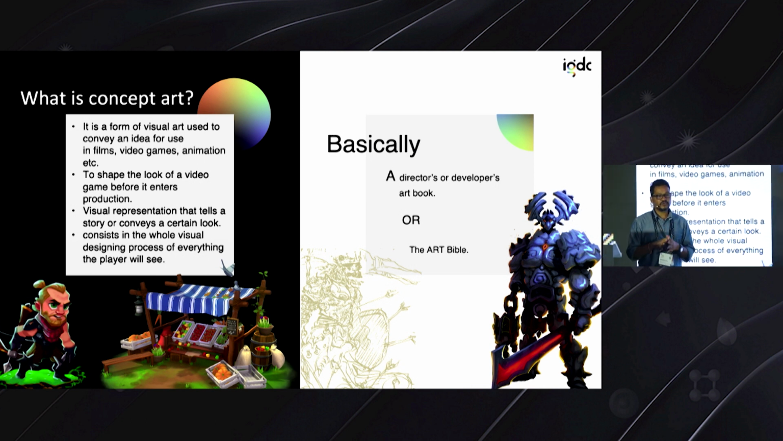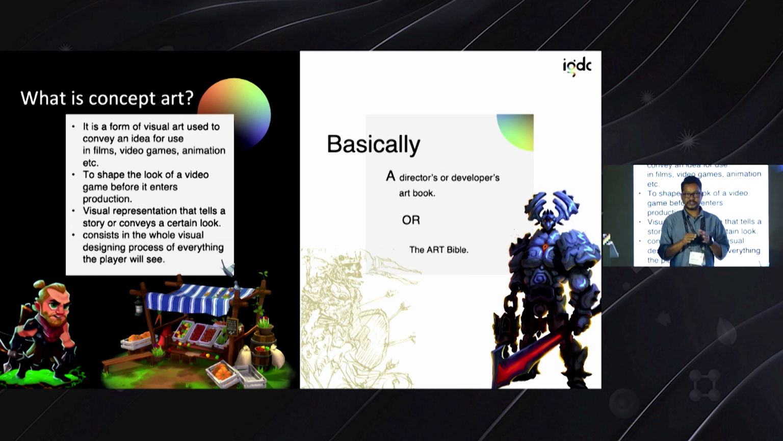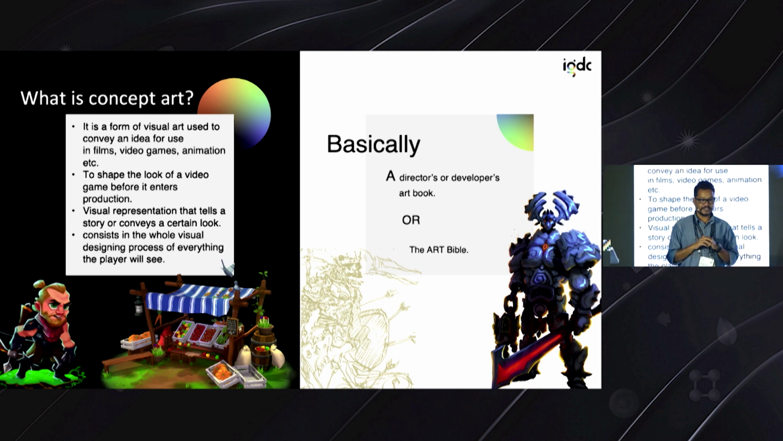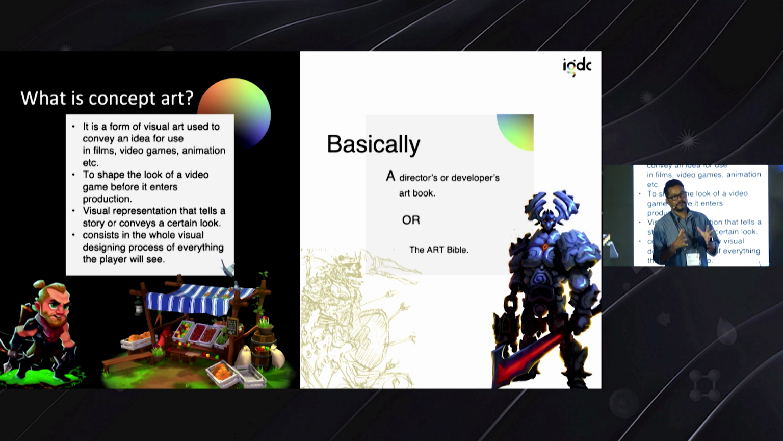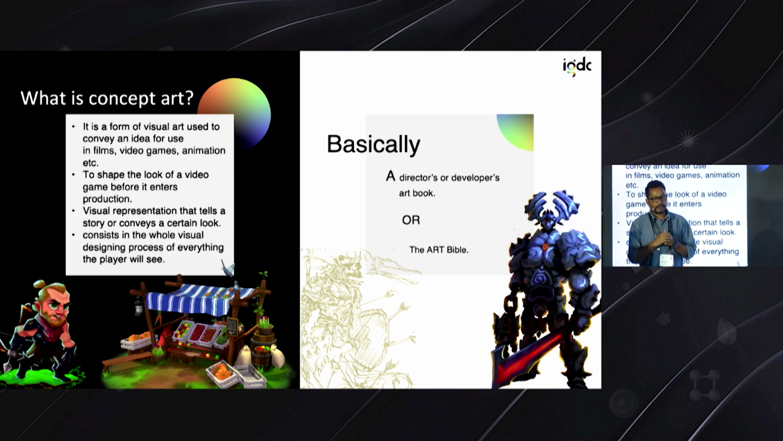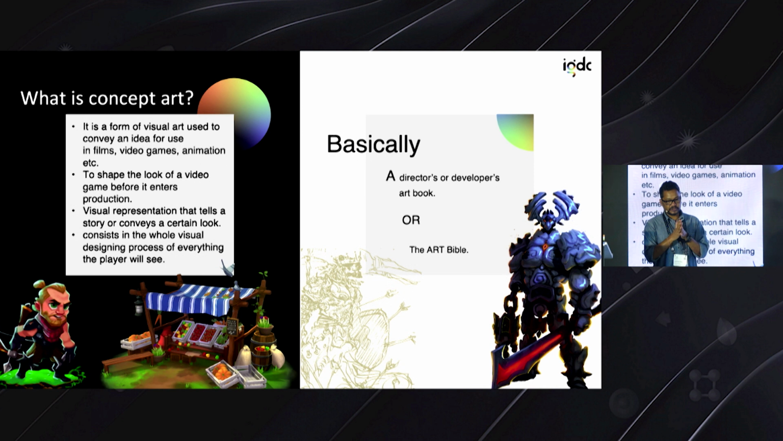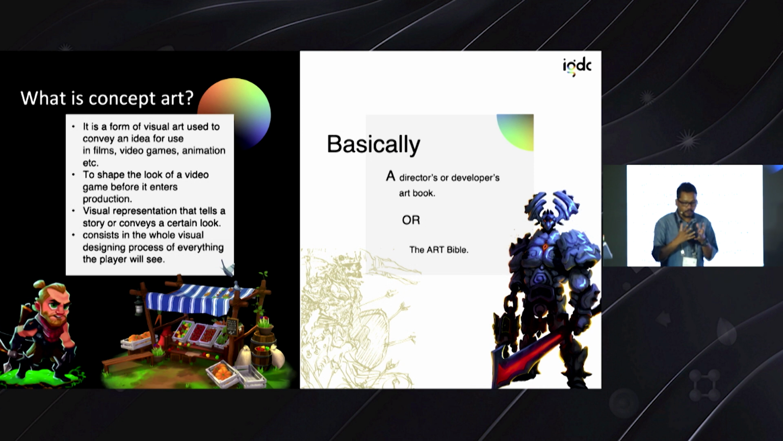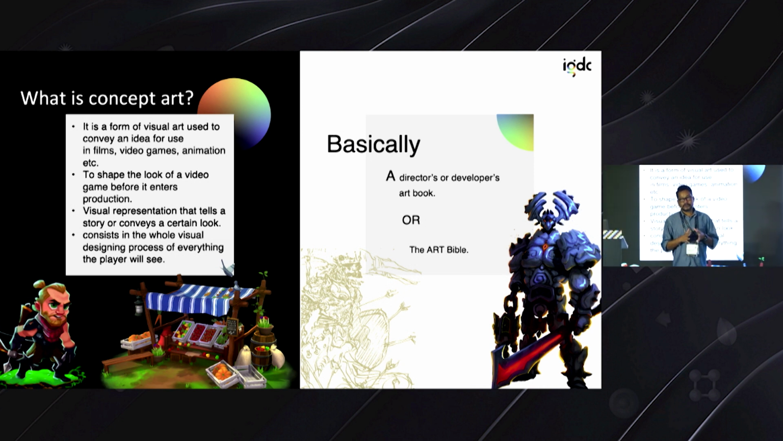It's a form of visual art used to convey your idea, used in films, video games, and animation. It's very simple. I'm not using any typical language to confuse you. It's very straightforward: a piece of visual art is going to inspire your complete product. It also defines the shape of the game or film, the complete production. In a game, it's going to be an art book, or you can say an art bible, for the complete team.